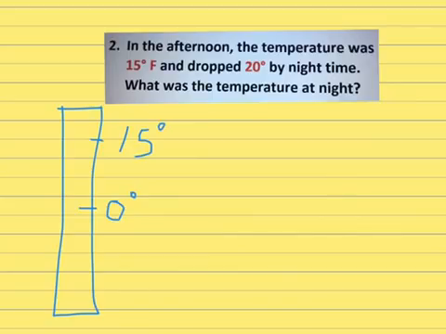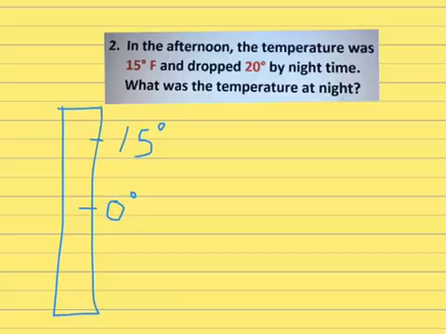All right, here's our next problem. In the afternoon, the temperature was 15 degrees Fahrenheit, which I put right here on my makeshift thermometer. So the temperature was 15 degrees Fahrenheit and dropped 20 degrees by nighttime. What was the temperature at night? So we're starting at 15 degrees, and then we're going to drop 20 degrees. So we're going to go down 20 degrees. So what will the temperature be then?